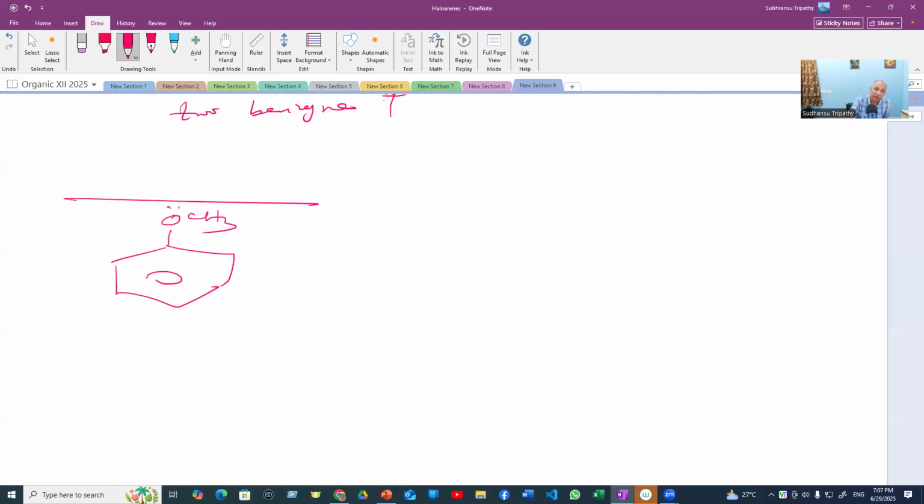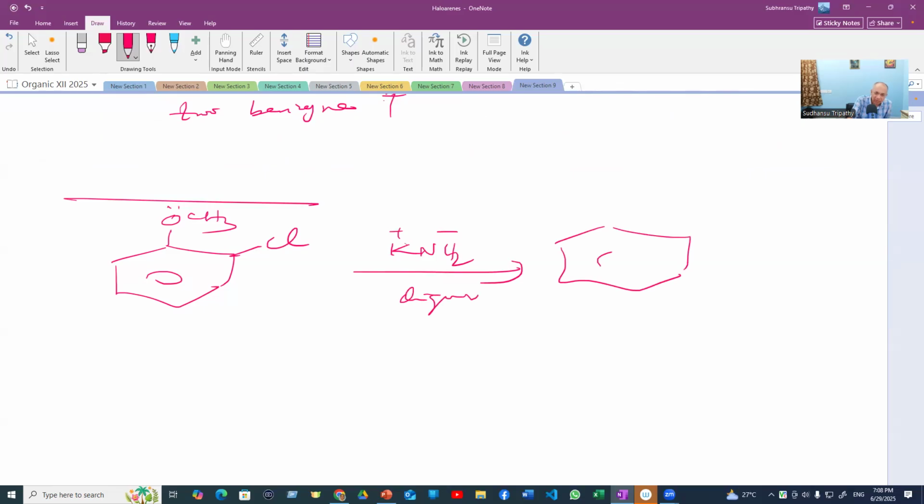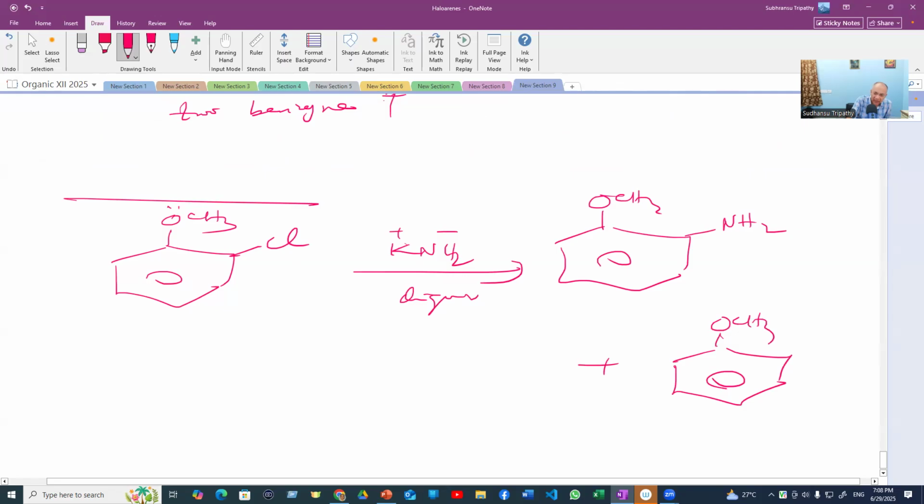Plus R effect is not considered. I'll give you further explanation on that. Supposing chlorine is here, you are carrying out the same KNH2 in liquid ammonia, and you will get the same two products. One is the normal product, which is 2-methoxyaniline, and the other is 3-methoxyaniline. In this case, the sign product is major, and this is minor.